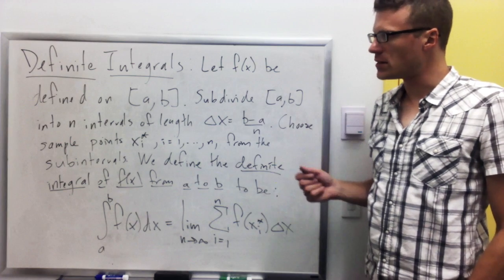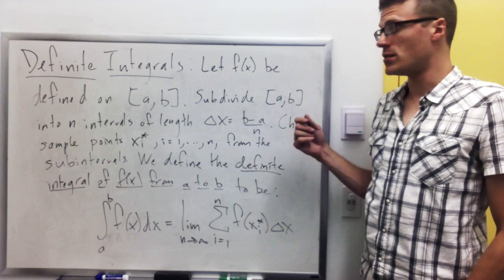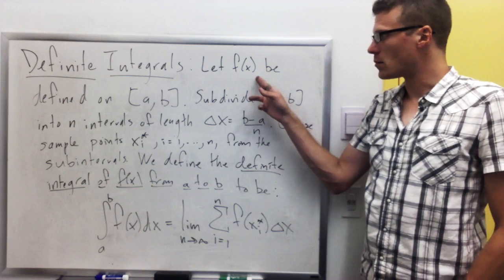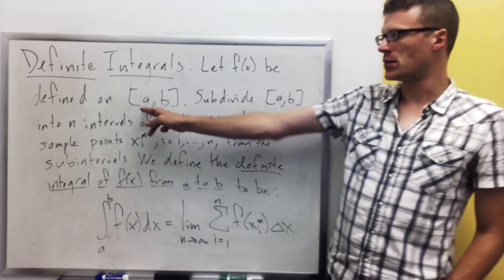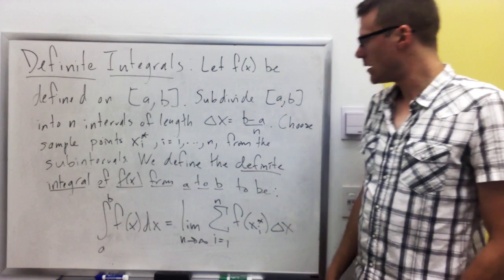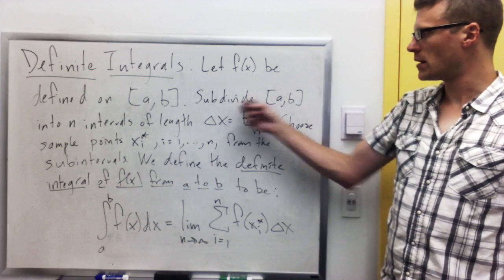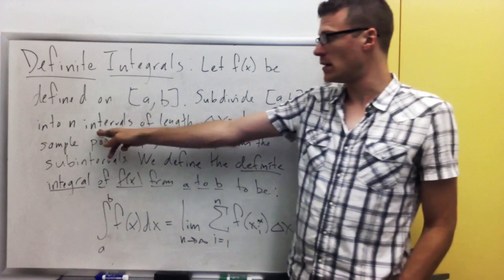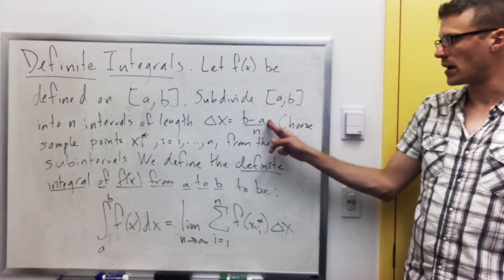So we've motivated the definite integral. What is the definite integral? Well, let's find out. We're going to let f be a function defined on the interval from a to b, and we will subdivide the interval from a to b into n intervals of length delta x, which is (b minus a) over n.